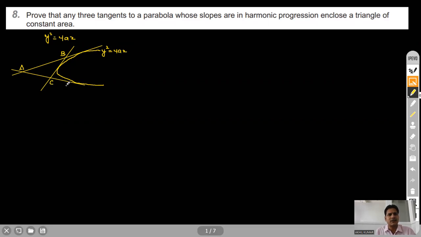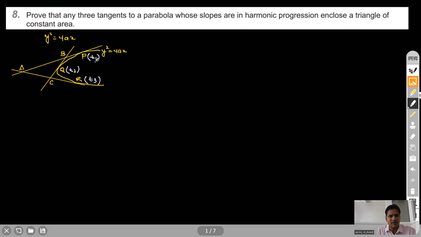Now the question is saying that we have to prove that this triangle will be of constant area, okay, if the slopes of these tangents are in harmonic progression. Suppose I am taking this as point P, this point as Q, and this point as R on the parabola. These points P, Q, R are on the parabola, okay. Now the slopes of the tangent at P, tangent at Q and tangent at R are in harmonic progression, okay. So let me take the point P as t1, I'm assuming the parametric points, okay, the point Q as t2, and this R point as t3.